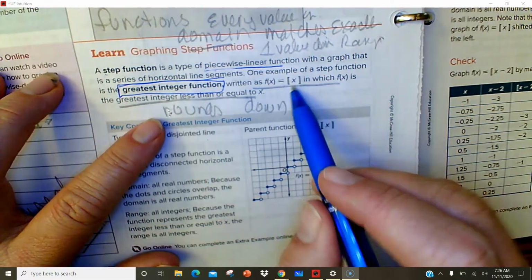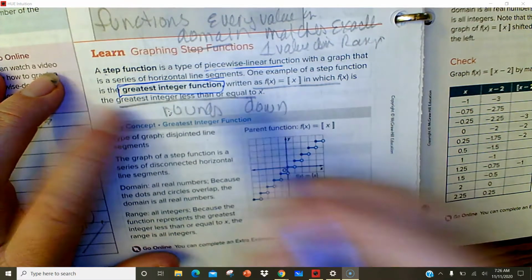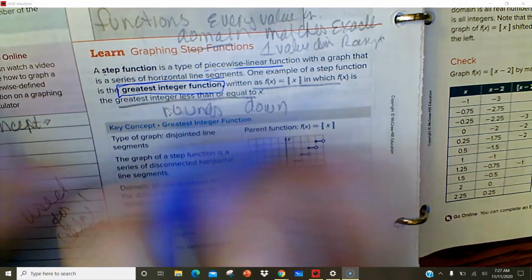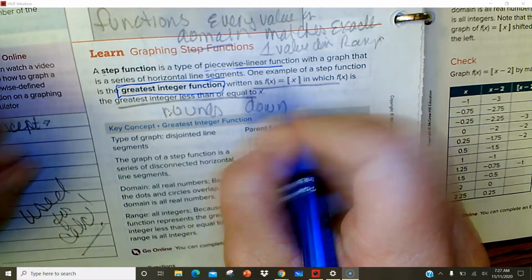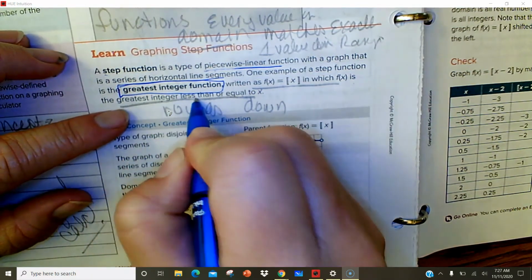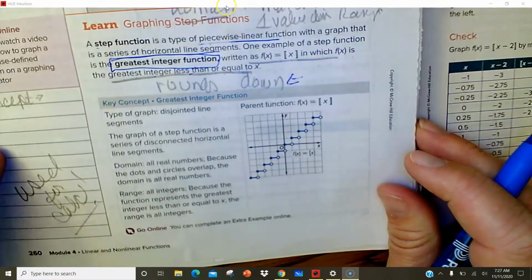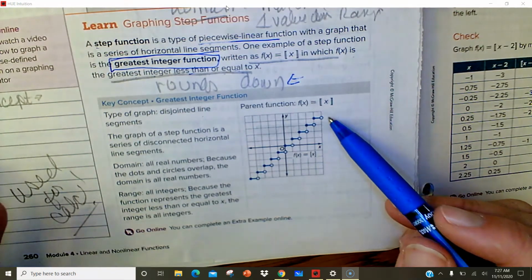And this greatest integer function, understand that we'll write it weirdly. F of x equals little brackets here, which means that f of x is the greatest integer less than or equal to x. So no matter what the number is, our input's going to be the x, but the output is going to be the greatest integer less than or equal to x. So we're going to round down. The key is we're going to round down. For example, this is what the parent function looks like.